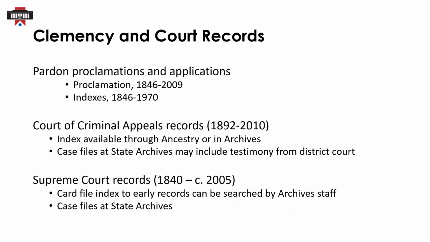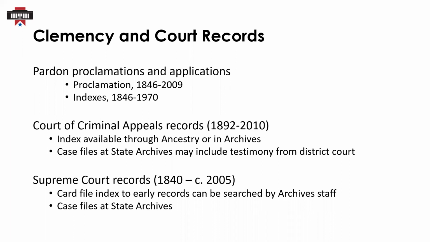Our agency also maintains records of pardon proclamations and applications. As previously mentioned, convict ledgers may indicate the existence of a pardon record for a particular individual. We hold pardon proclamations from 1846 through 2009 in various formats and locations, and name indexes to the pardon proclamations are available from 1846 through 1970.